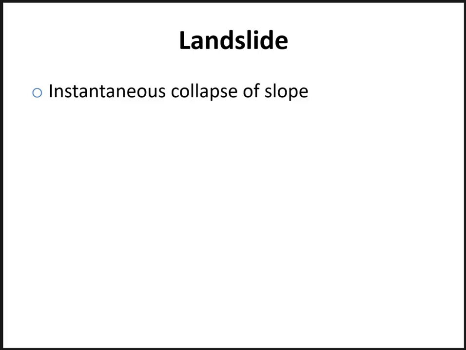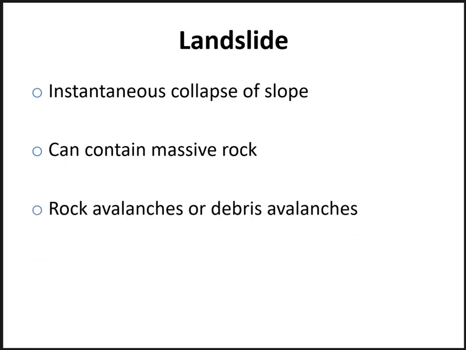The next type of mass wasting is a landslide. A landslide is a sudden, rapid movement of a cohesive mass of regolith or bedrock that is not saturated with moisture. It's key that it's not saturated with moisture. It's an instantaneous collapse of the slope, which means it happens all at once. While some landslides might move only regolith, some can move massive rocks. Because of this, landslides can be referred to as rock avalanches or debris avalanches.